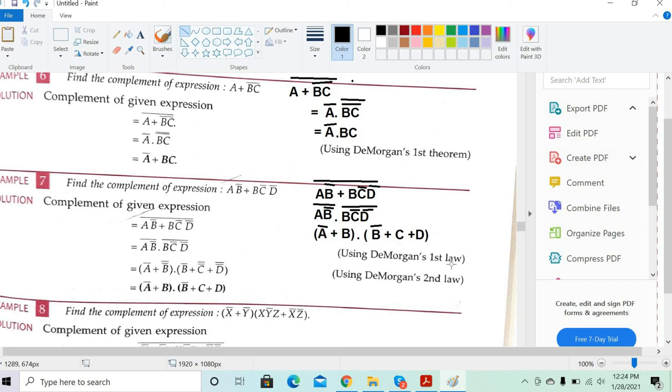Are you getting it, Vijay? Yes, sir, I'm getting it now. These are both laws. Yes, you need to apply both laws, De Morgan's first law and second law here.